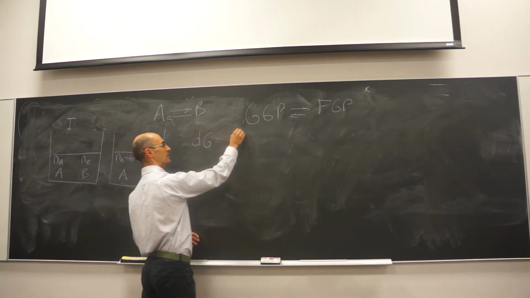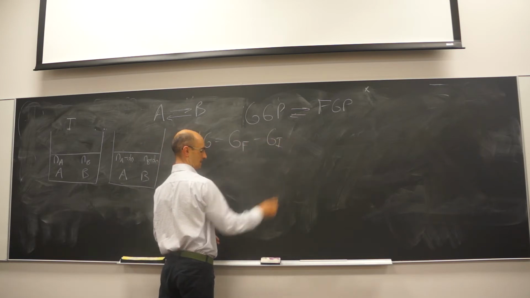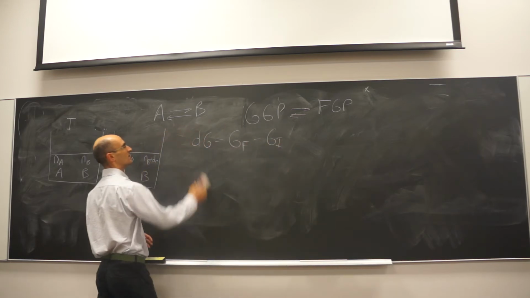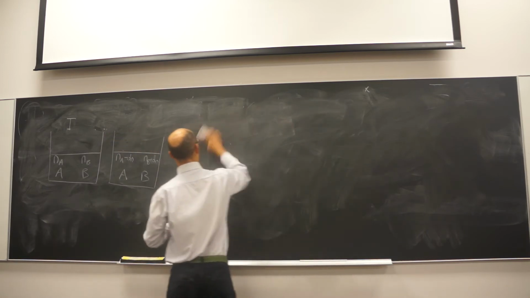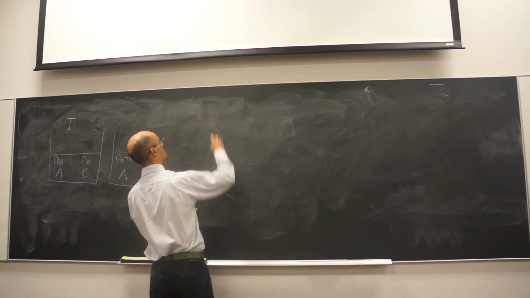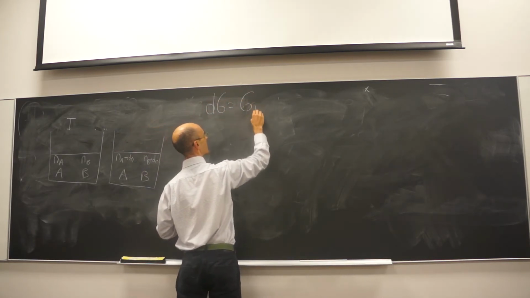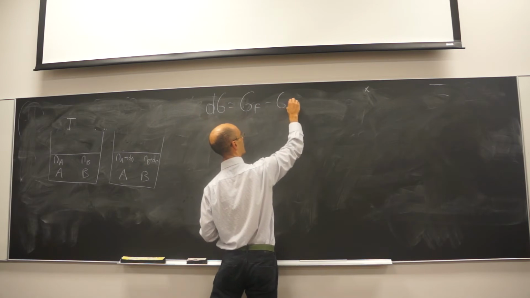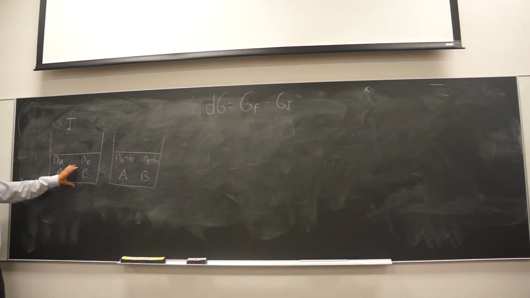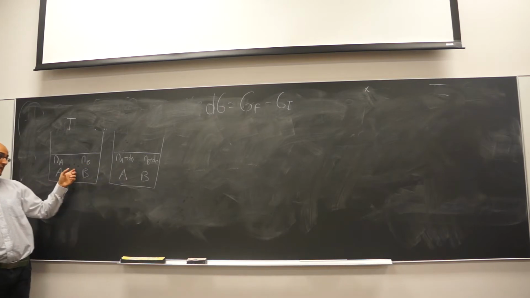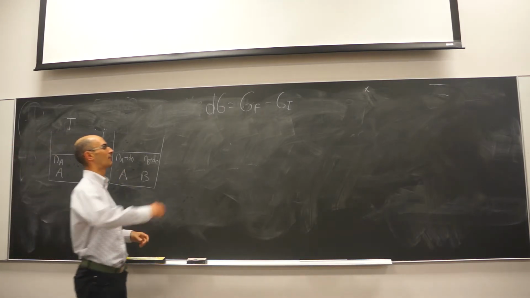This is simply going to be the Gibbs energy at the end minus the Gibbs energy at the start of the reaction. Let me write that a little bit higher up so that we can write below: the differential of G is simply going to be G of F minus G of I. So let's try to write what the Gibbs energy would be at the start of the reaction, and then at the end of this process.